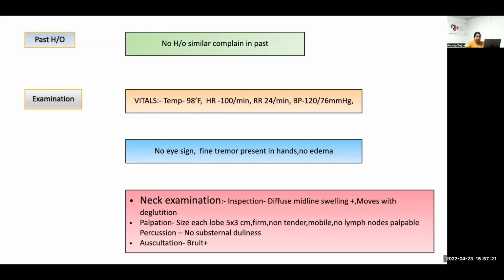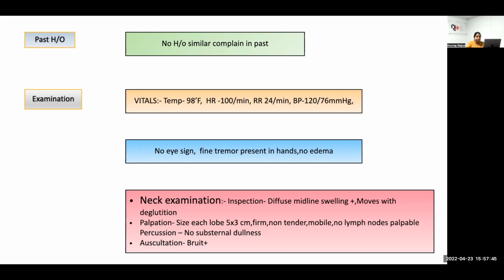And on the neck examination, during inspection, diffuse midline neck swelling was present, which moves with deglutition. And in the palpation, each lobe 5 into 3 centimeter was there, and they were firm, non-tender, mobile, and no lymph nodes were palpable. On the percussion, there was no substernal dullness, and auscultation bruit was present.